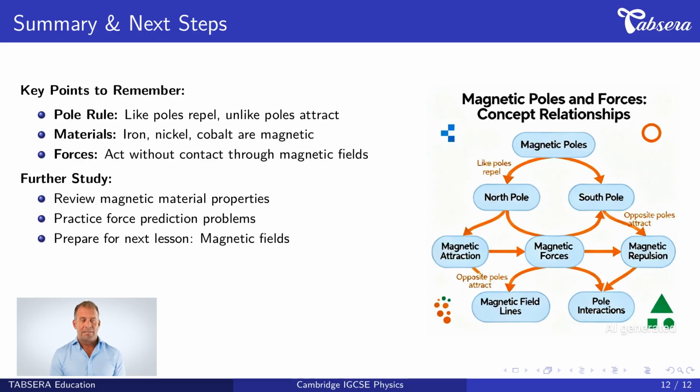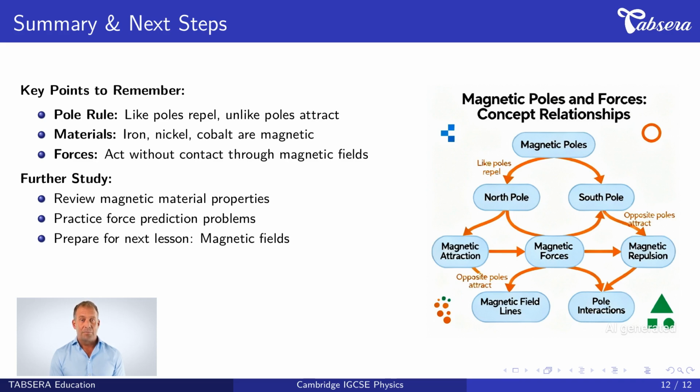Let's summarize today's lesson systematically. The key points to remember are, first, the fundamental pole rule, like poles repel, unlike poles attract. This means NN and SS combinations repel, while NS combinations attract. This rule governs all magnetic interactions and is essential for predicting forces.